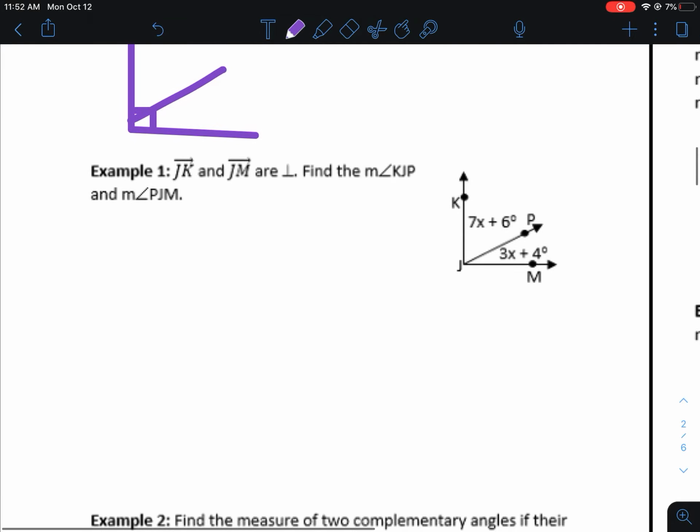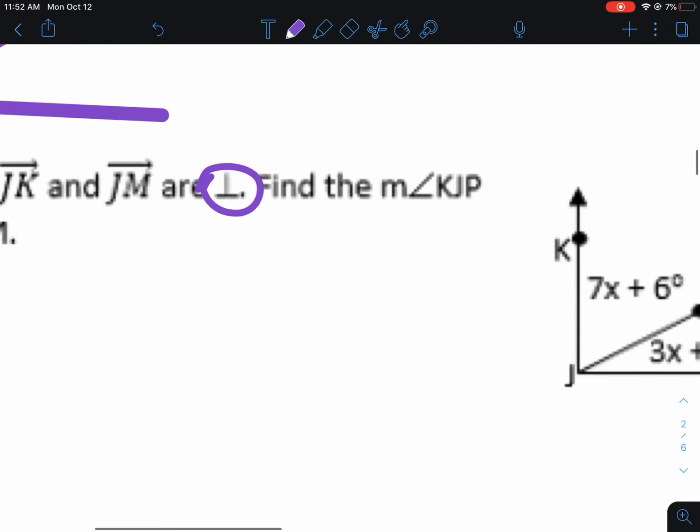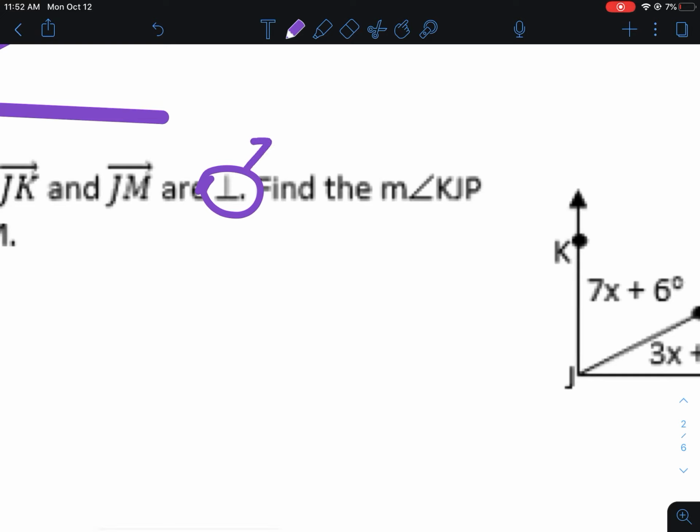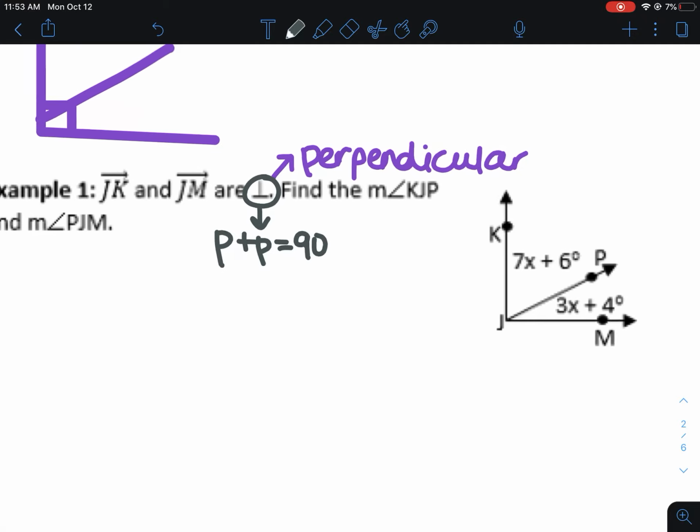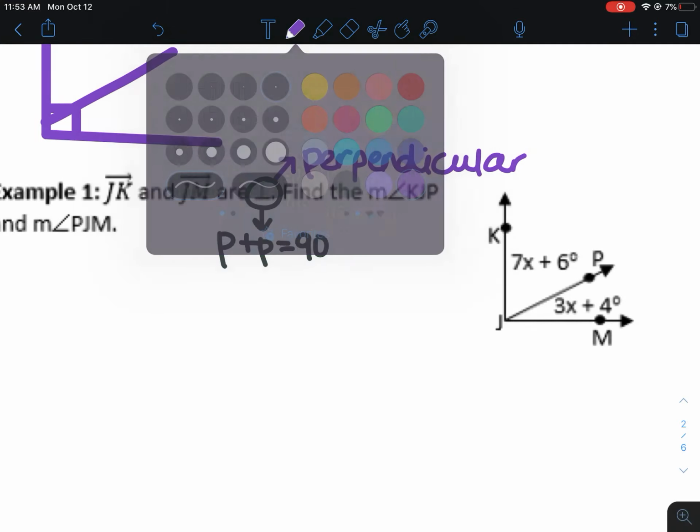So if we look at example 1, we see that we have JK and JM and that they are perpendicular. Don't forget that that symbol means perpendicular. Okay, and it also means that this is going to be a part plus part equals 90 problem. Okay, so that's what that means. So let's go ahead and figure this out.